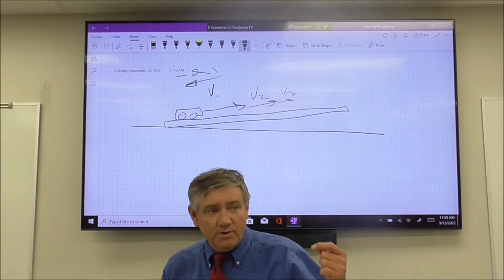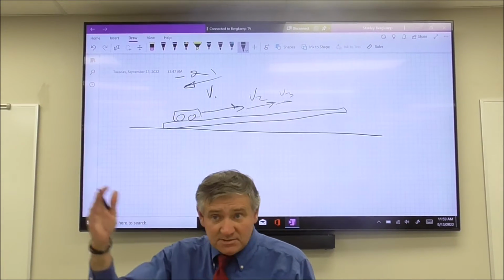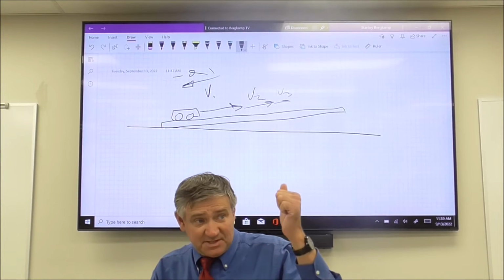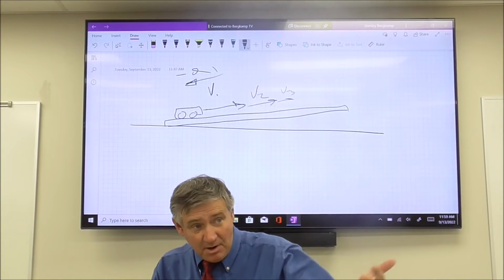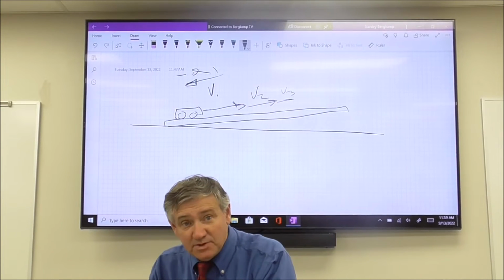Now, what you have to decide is, as it goes up, are my acceleration vectors getting bigger? Are they getting smaller? Or are they staying the same? That's what you have to decide.